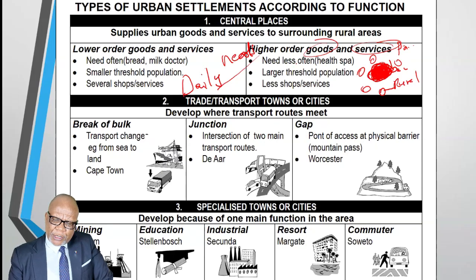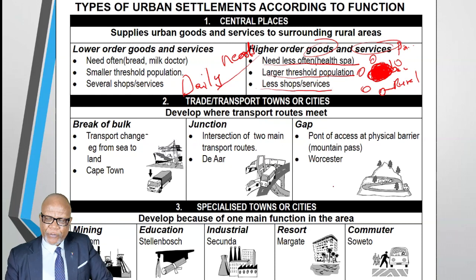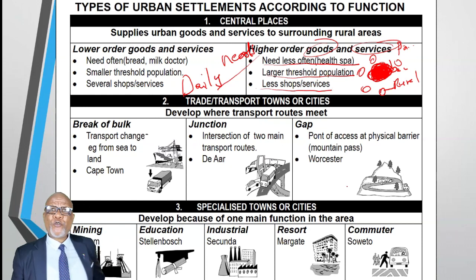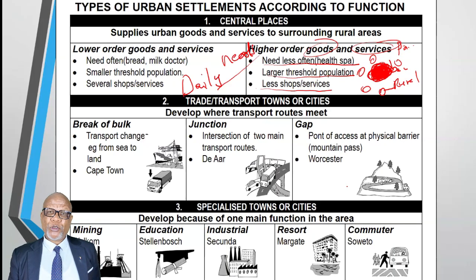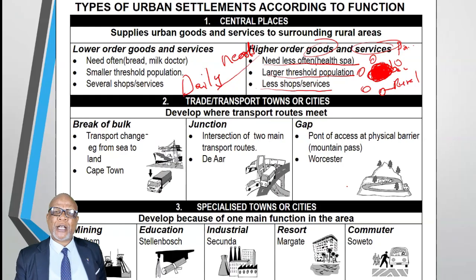You need high order goods. You buy them less often. They have a larger threshold population, and there are fewer shops that provide them. For example, we have fewer shopping centers than spaza shops. We've got a lot of spaza shops because spaza shops are low order centers, and therefore they provide low order services, and therefore there's more of them. But when it comes to shopping centers, we have fewer because those are high order centers.